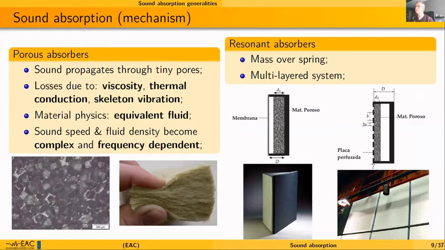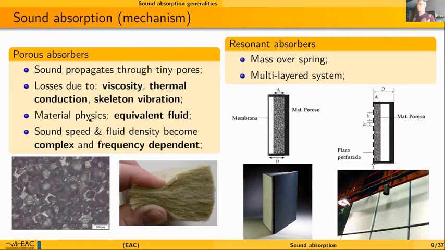Porous absorbers. In porous absorbers, we have sound propagating in the bulk of material. We have rock wool here and foam on the left. And these materials contain tiny pores, tiny spaces through which the sound will propagate. And losses are caused by viscosity, thermal conduction, and skeletal vibration.